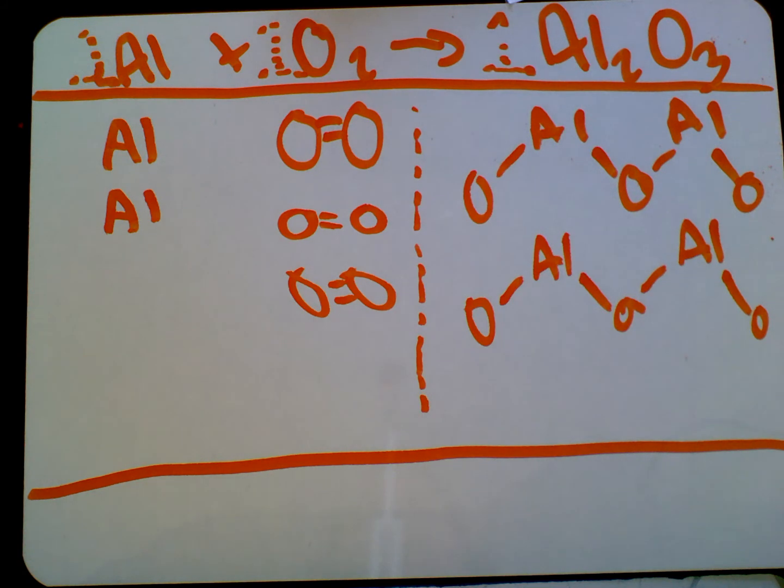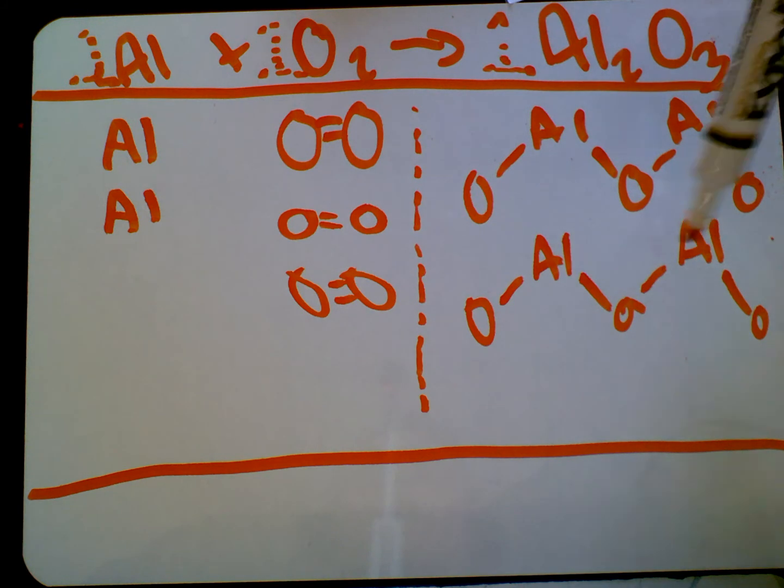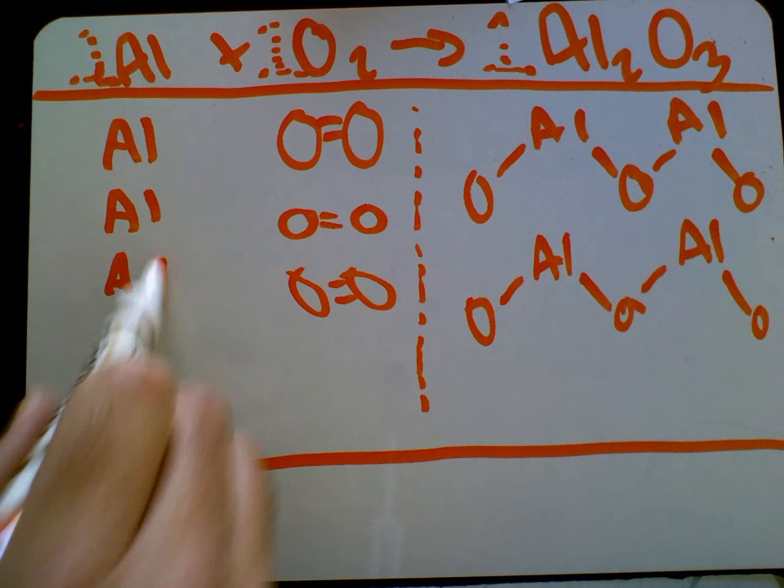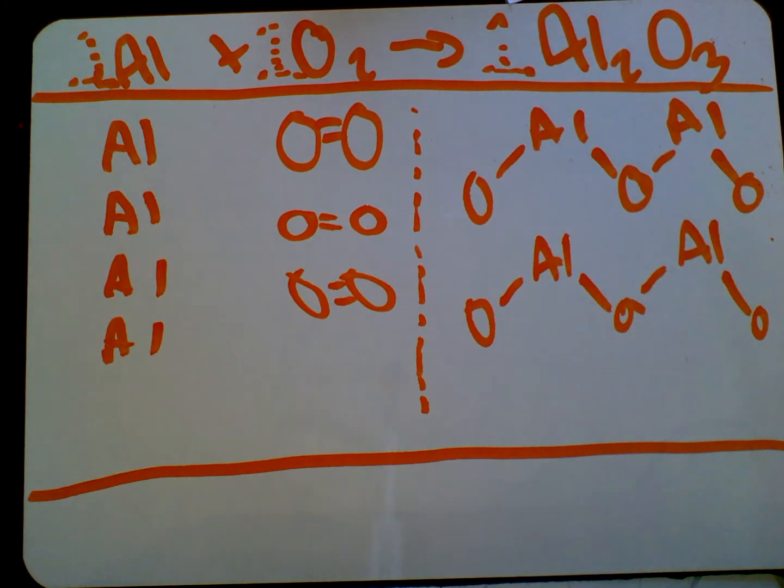Am I done yet? No, I always have to go back and check the other atoms to make sure I haven't messed something up while fixing oxygen. So now I'm going to check aluminum. On this side, we had it right before at 2. So let's see, 1, 2. But now we have 1, 2, 3, 4. Where do I need more? Over here. So I'm simply going to add them again. Al, Al.